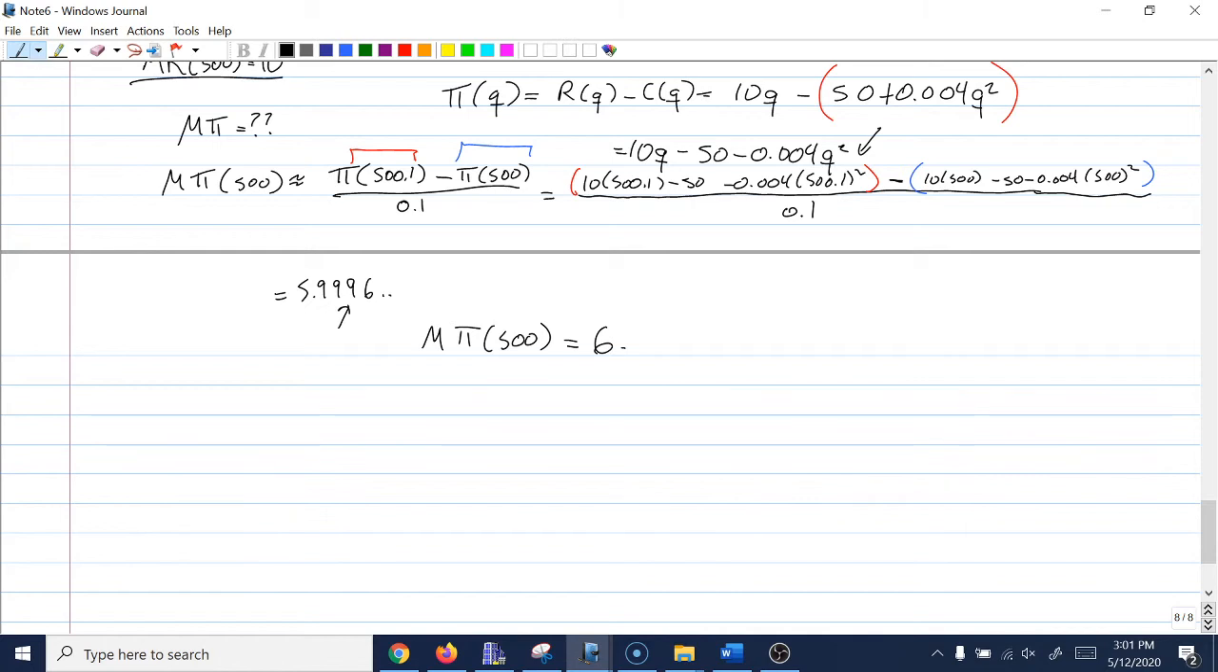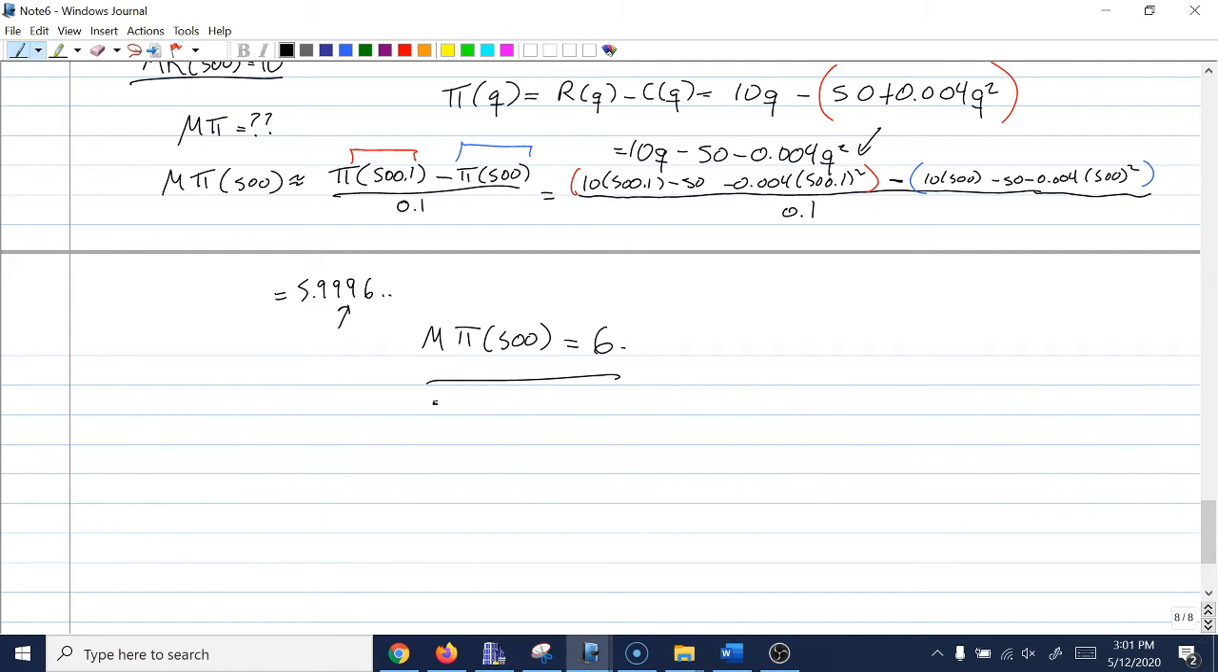Or if I tell you, make sure you have 3 digits of accuracy, that's when you know you need to do it a few times and see that those digits are not changing as you add more zeros or 9s or whatever you're doing. Okay, so the marginal profit of 500 is 6, and we've answered the question.